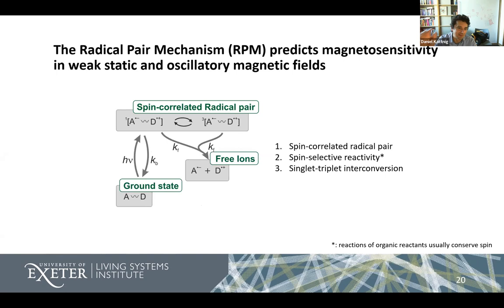This is a more concrete reaction scheme where I have tried to introduce a ground state. In this case, the ground state molecule is photoexcited via some excited states, and forms these radical pair states initially in the singlet state. It undergoes this coherent interconversion between singlet and triplet states. It can only recombine back to the ground state in the overall singlet state because only this is spin allowed. Whereas it can, for example, form free ions from both the singlet and triplet state. Thereby, we have chemical reactivity that distinguishes singlet and triplet radical pairs and thus allows for magnetosensitive chemical reactions.